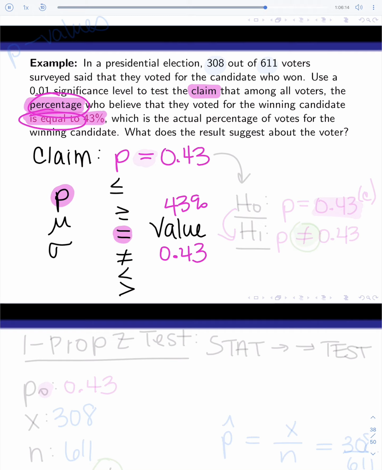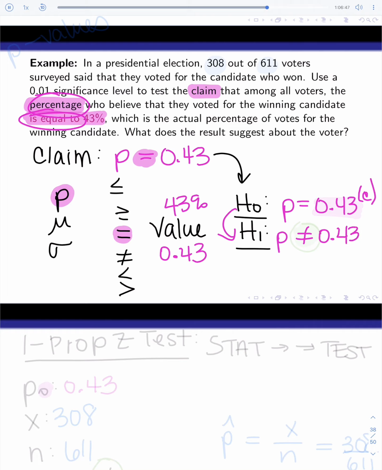So where is that going to land? Is it going to fall as our H naught or our H1? Well, because of the equal to, whenever there's an equal to, it's going to fall in as our H naught, our null hypothesis, so p equals 0.43. And I'm going to put a little C for claim next to it. What does that mean about my H1? Well, it's the complement or opposite, which means it'll be p is not equal to 0.43.